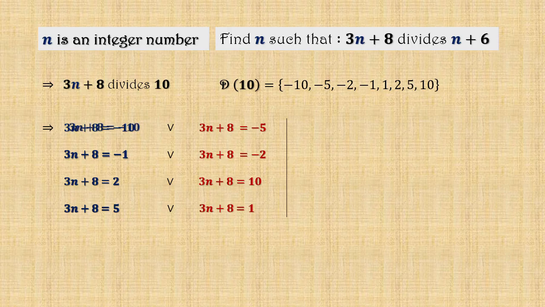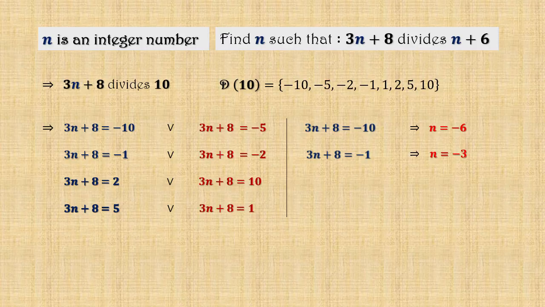As for the equations which are marked in blue color, we would have, from the equation 3n plus 8 equals minus 10, n equals minus 6. And from the equation 3n plus 8 equals minus 1, we have n equals minus 3. As for the equation 3n plus 8 equals 2, we have n equals minus 2. And, finally, for the equation 3n plus 8 equals 5, we have n equals minus 1. And those are all the numbers for which 3n plus 8 divides n plus 6.